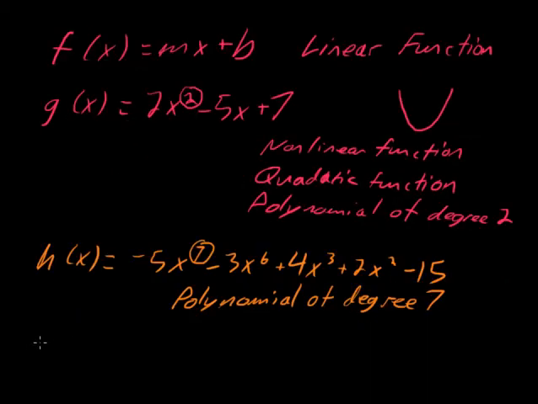Another type of nonlinear function that we won't work with too much in this section, but we'll see quite a bit later, is an exponential function. So if we had, say, k of x equals 3 to the x power, here, instead of having x down here and an integer up in the exponent, we have an integer down here and x is up here in the exponent. This is an example of an exponential function.